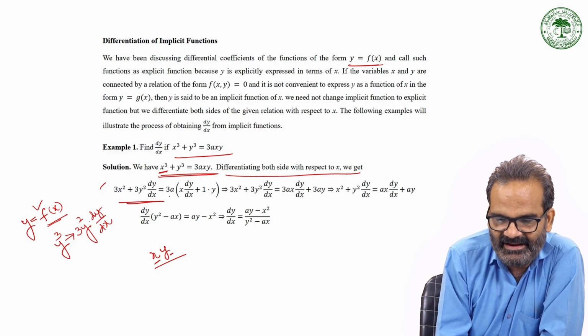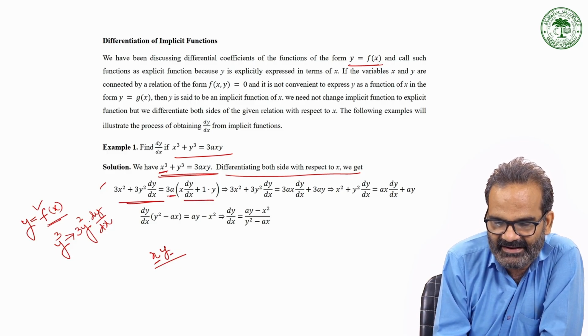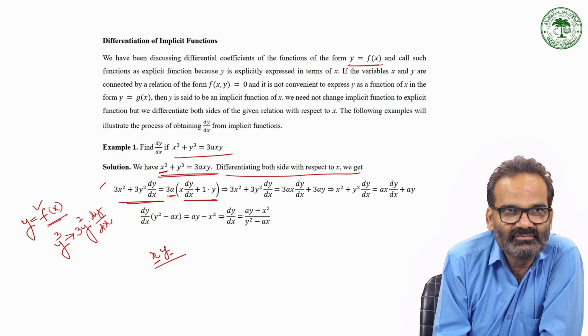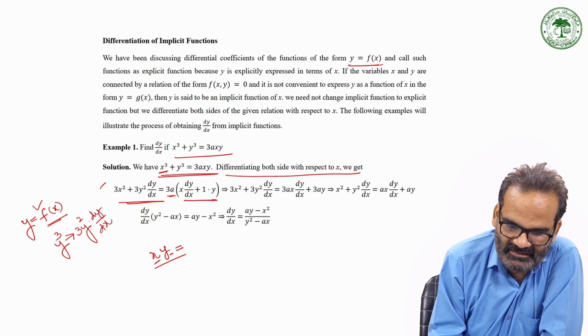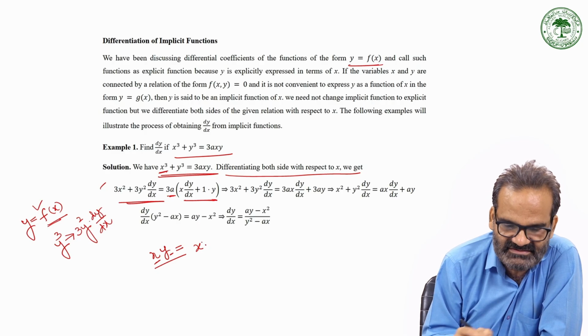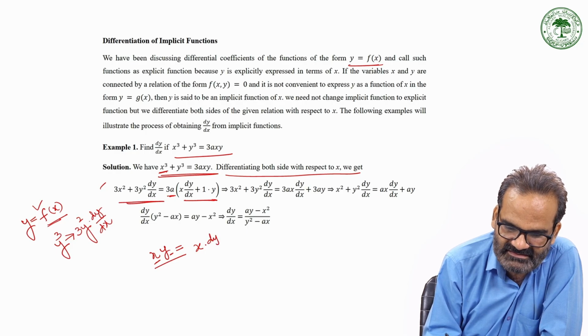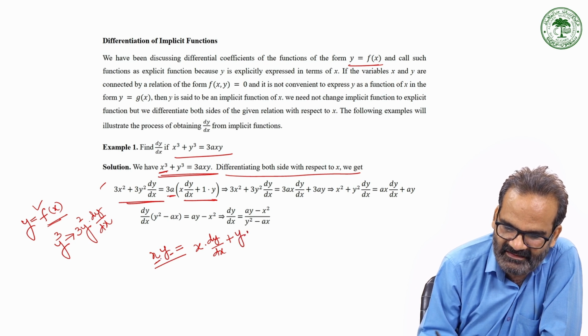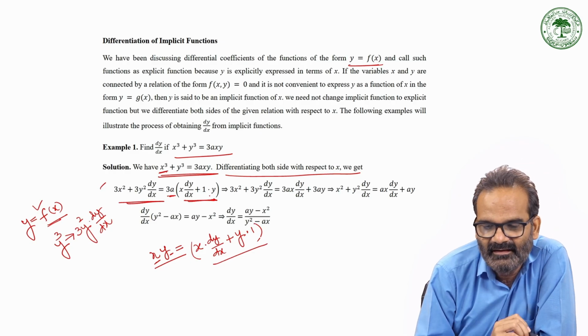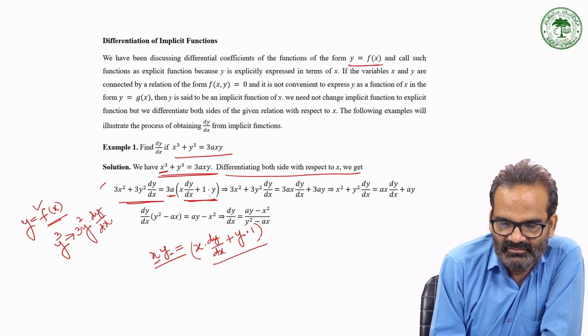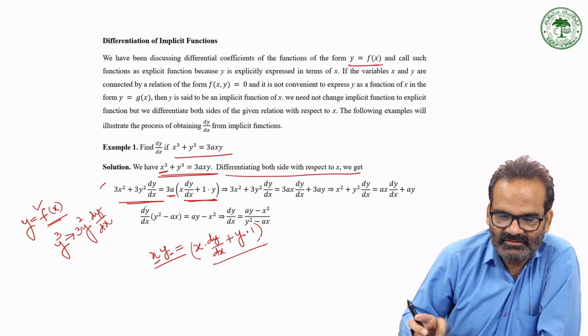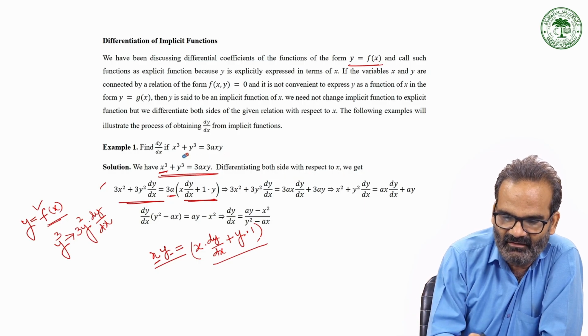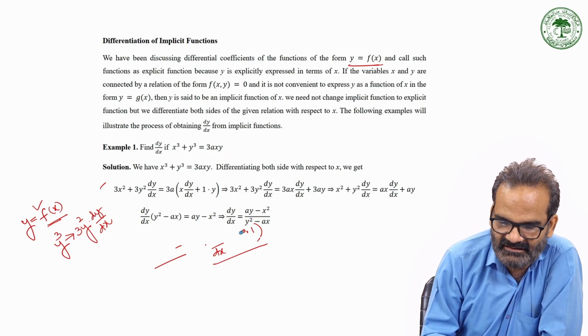So here 3a will remain as it is. Inside the bracket we use the product of two functions. So x as it is is the first function, the derivative of the second function is dy over dx, plus y, the second function as it is, and the derivative of x is 1. So the same thing we are having here, right? So 3 and 3 will be cancelled out. See, solve this equation now. 3 and 3 will be cancelled out on both sides.